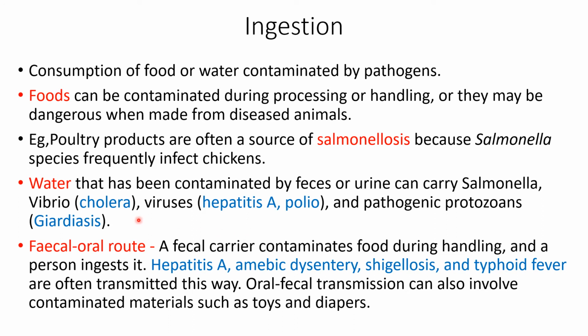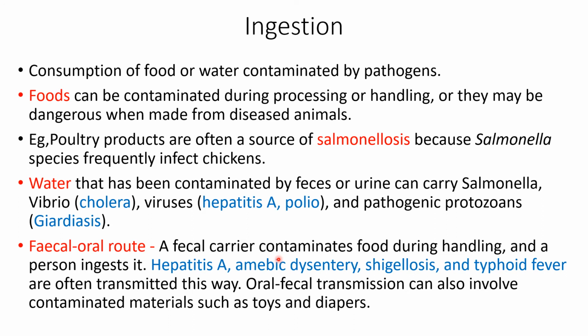While talking about water transmission, we will always come across another term called fecal oral route. What is this? This is another way by which transmission occurs. Here, a fecal carrier, that means a person who is shedding the organism in his fecal material, contaminates food during handling, and a normal person ingests such contaminated food.